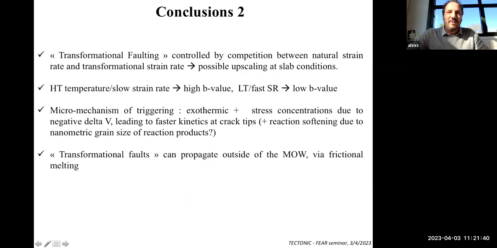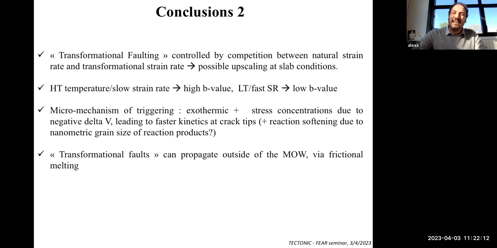So transformational faulting seems to be controlled by the competition between natural strain rate and transformational strain rate. And that is a very nice thing, because it enabled us to possibly upscale to natural slab conditions. So high temperature, slow strain rate, we see a high b-value; low temperature, fast strain rate, we see a low b-value. We somehow try to reconcile that with the sandwich experiment, maybe.